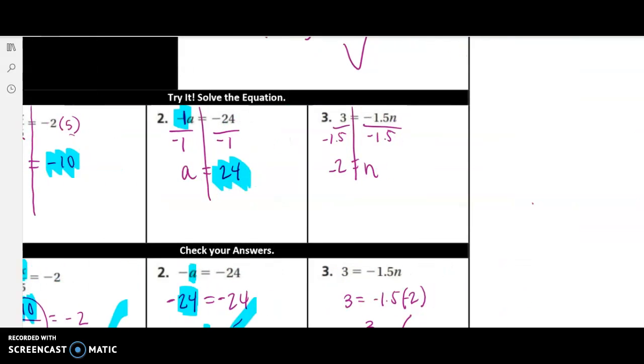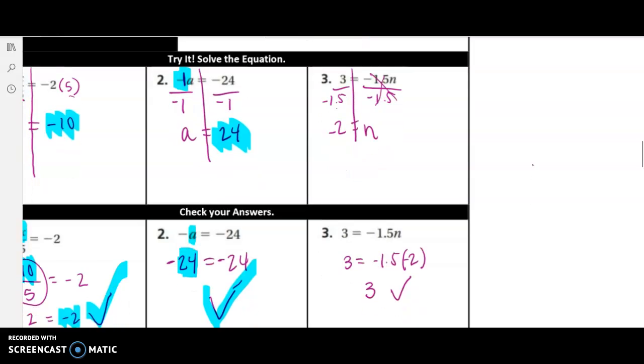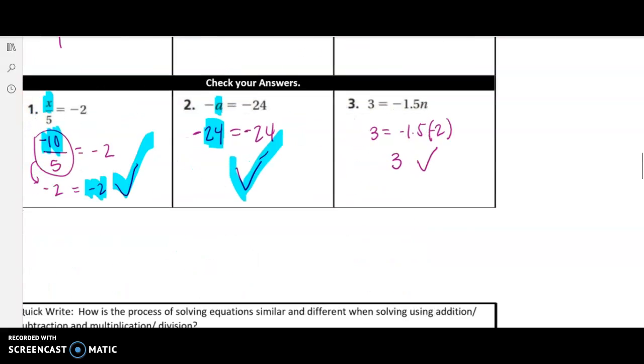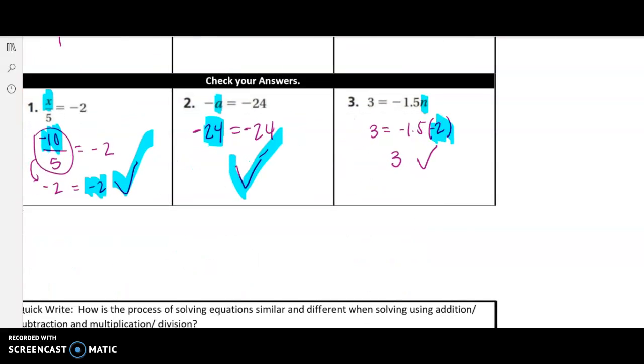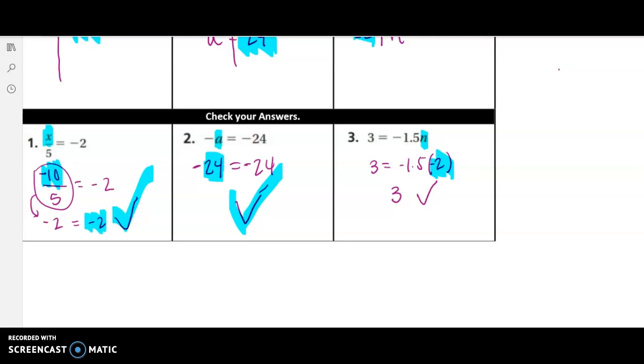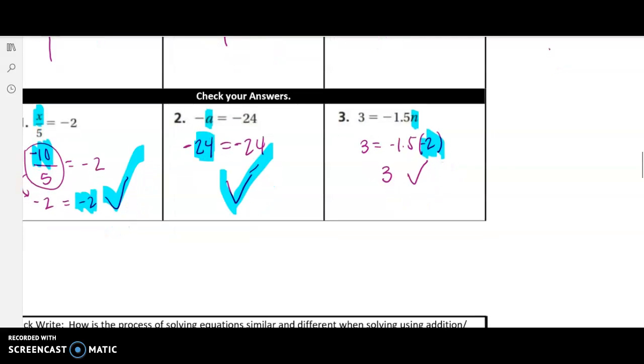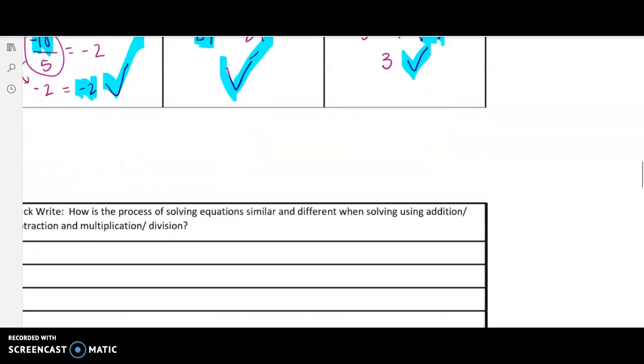Number 3, we are multiplying by -1.5, and so we have to do the opposite. We're going to divide by -1.5, and that cancels out the -1.5 on the right side. And so 3 divided by -1.5 gives us -2. So when I go and plug that in, -1.5 times -2 gives me a +3. So again, we got that one correct.